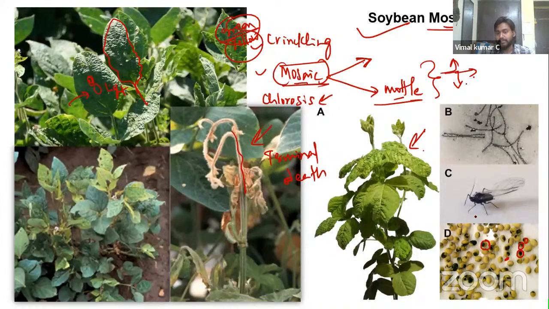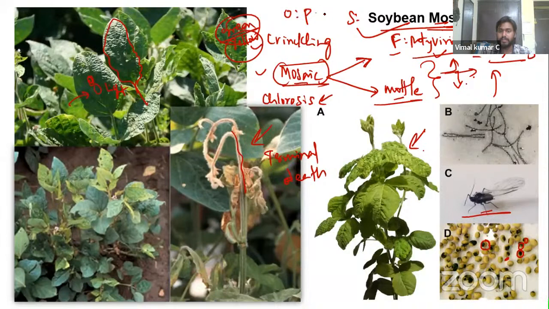It is transmitted by aphid, usually black aphid. And here you can see the genus of soybean mosaic virus is Potyvirus, and the species is soybean mosaic virus. The family is Potyviridae. In exams they may ask genus and family, but I don't think order. If you want the order, you can take it down: it is Patatavirales. So this is the classification with respect to soybean mosaic virus.